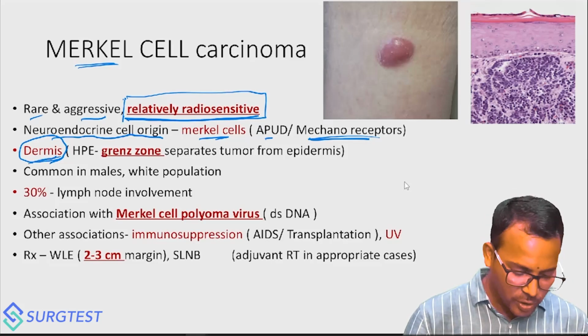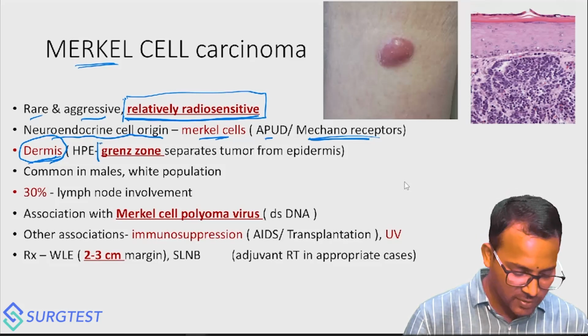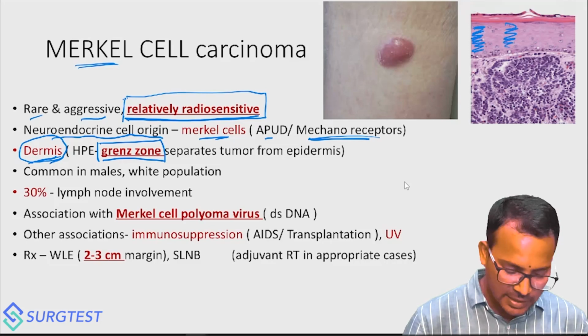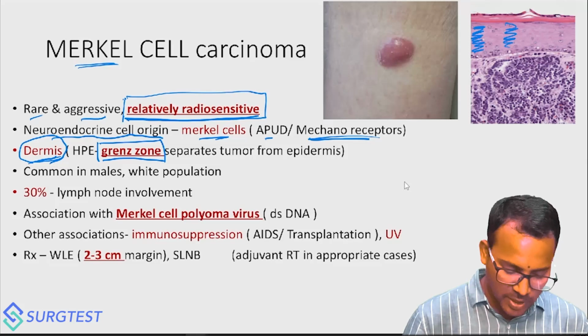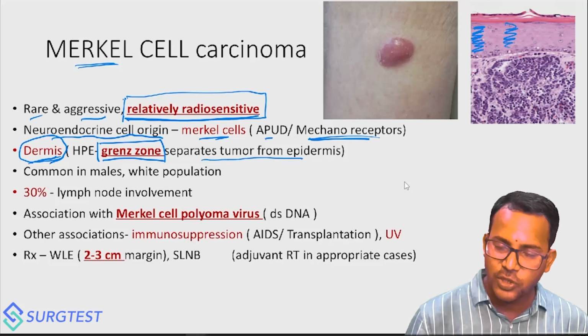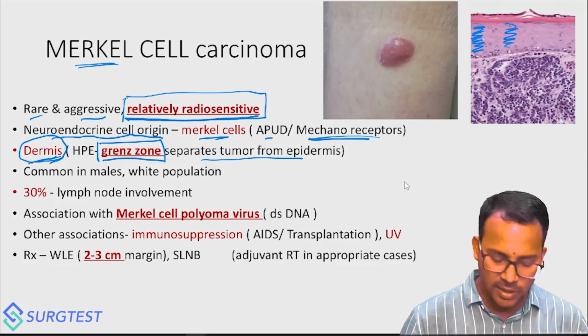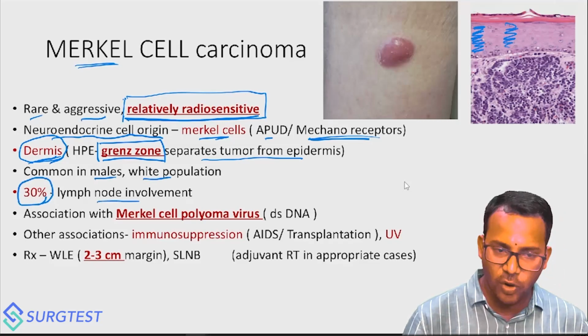In histopathology, one important feature which differentiates them from most other tumors is the presence of this Grenz zone. You see, this is that Grenz zone. What is this Grenz zone? This is a uniform lucid zone which separates the tumor from the epidermis. This is to say that it doesn't arise from the epidermis, rather it arises from the dermis. It is more common in males and in the white population. 30% is the lymph node involvement risk.